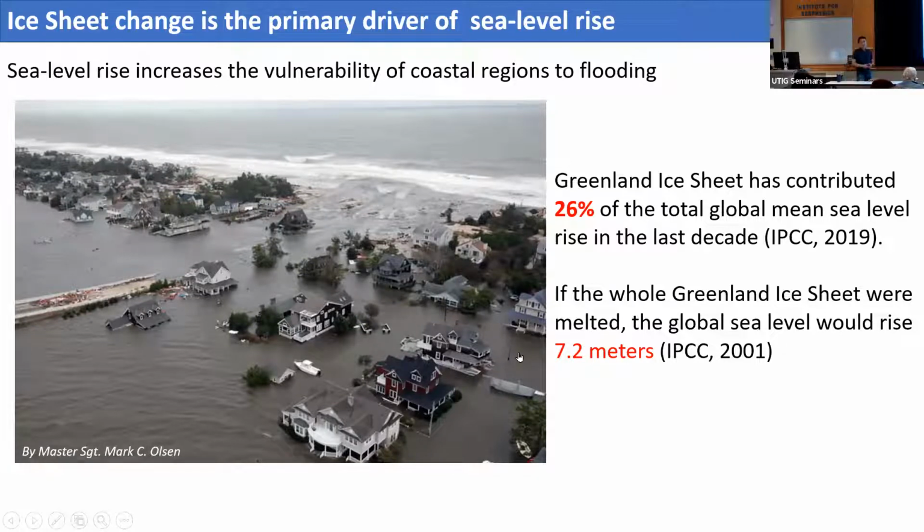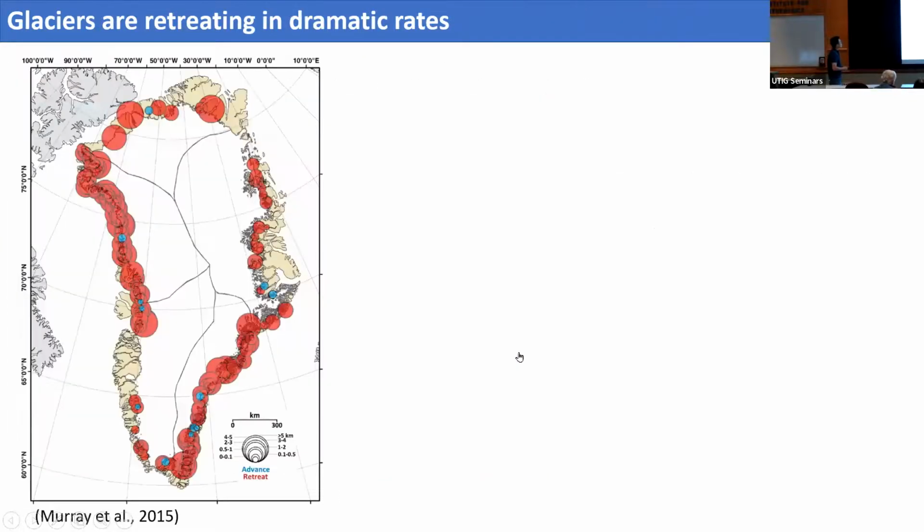So first of all, why do we care about glaciers? Because glaciers are important for our environment, and they are the primary driver of the sea level rise. The sea level rise increases the vulnerability of the coastal regions to flooding. And it is especially important in the current context of global warming, when the glaciers are retreating at dramatic rates. And here I will show you how dramatic the glacier retreat is.